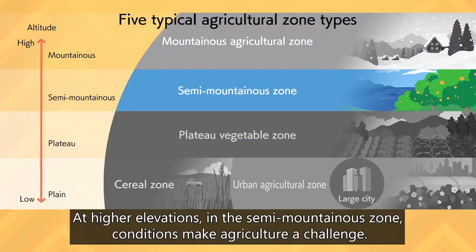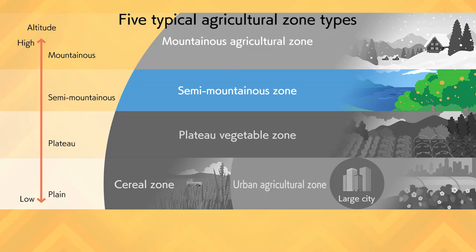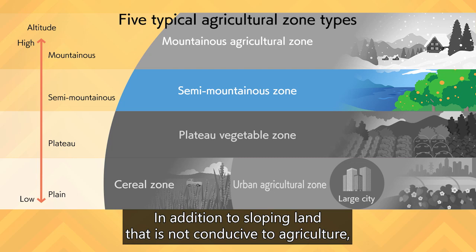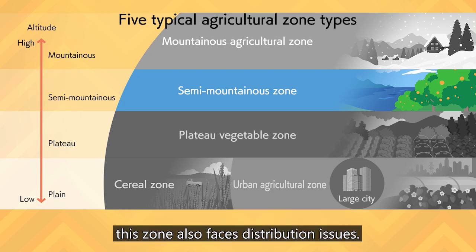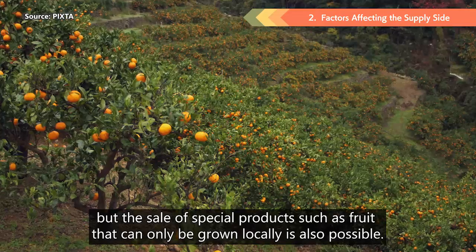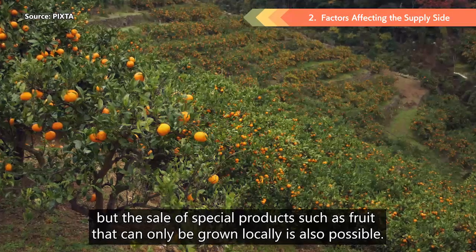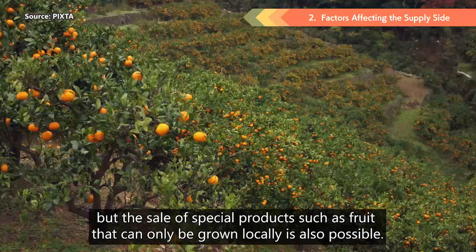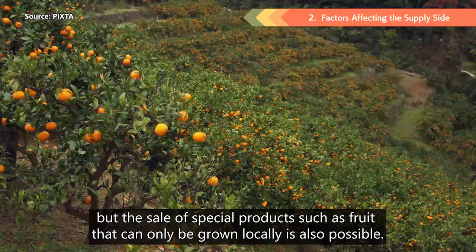At higher elevations in the semi-mountainous zone, conditions make agriculture a challenge. In addition to sloping land that is not conducive to agriculture, this zone also faces distribution issues. Low winter temperatures and snow can make conditions in this region harsh, but the sale of special products such as fruit that can only be grown locally is also possible.